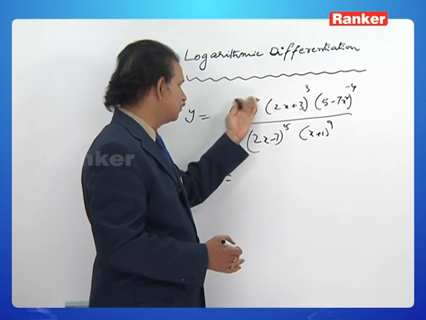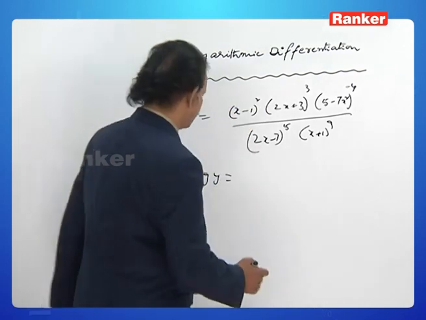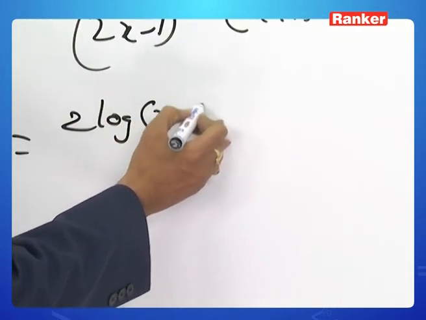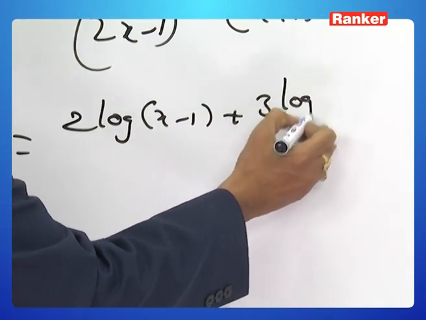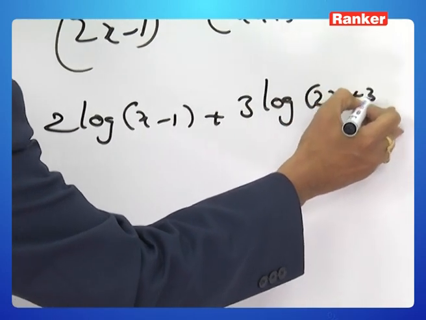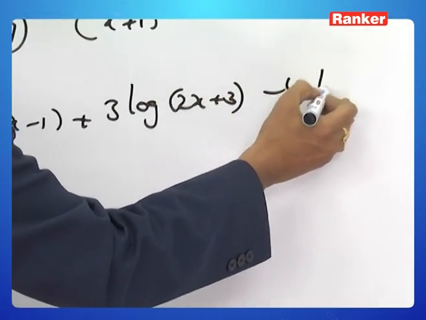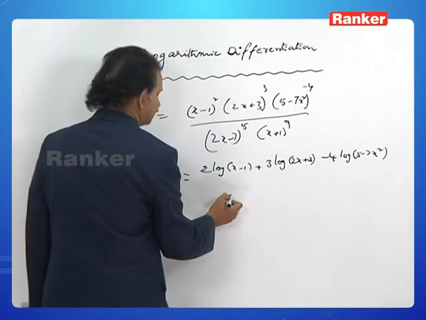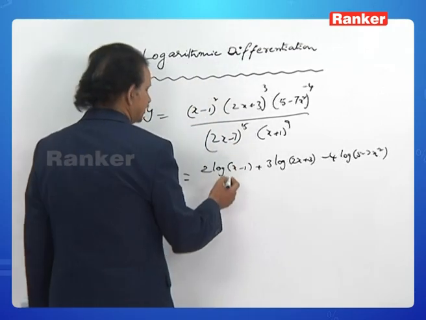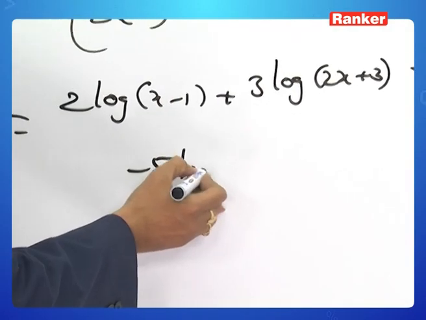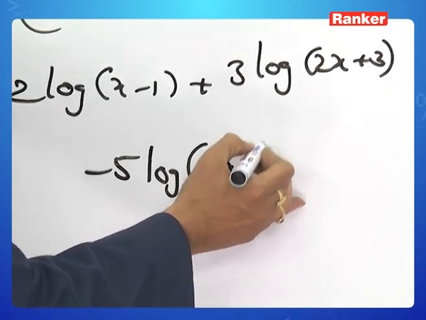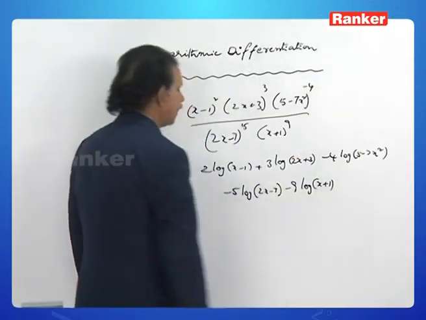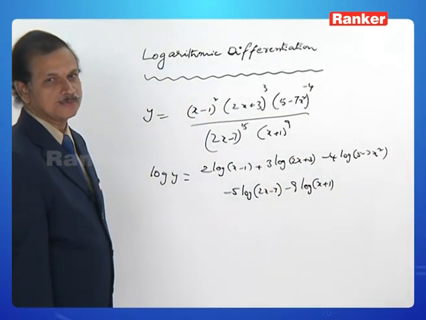Again, log a is 2 log x minus 1, like that, so that you can have 2 log x minus 1, plus 3 log 2x plus 3, minus 4 log 5 minus 7x square, and as it is in the denominator, minus 5 log 2x minus 7, minus 9 log x plus 1.